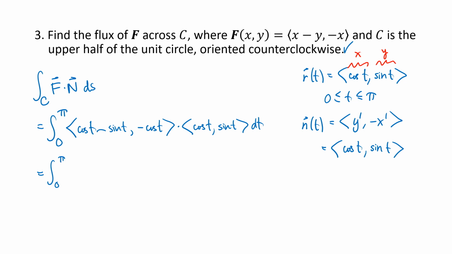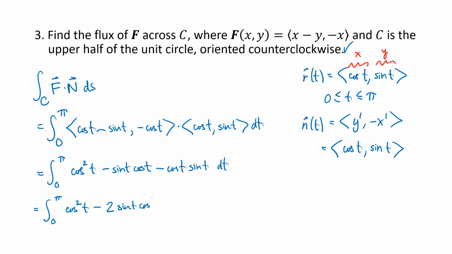From 0 to pi, we work out this dot product, so we're going to get cosine squared of t minus sine t times cosine t. And then we have cosine t times sine t with a negative sign, so minus cosine t sine t. And now we have to do that integral. So sine t times cosine t and cosine t times sine t, those are all the same thing. So we get cosine squared t minus 2 sine t cosine t.